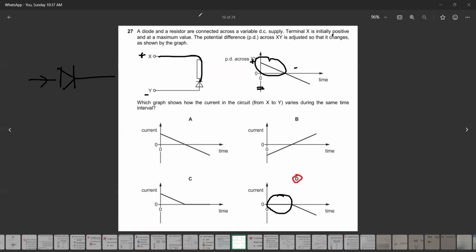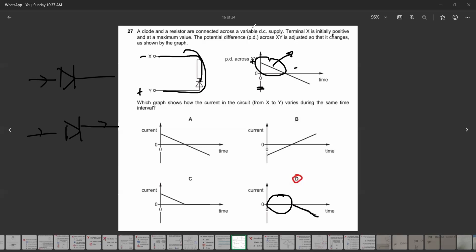And then when X is reversed, like now X is negative and Y is positive, the diode will conduct. So the diode starts to conduct and current starts to flow. So initially the diode won't conduct. That's why the current should be zero. So even from the first part, I can identify that there will be no current in the circuit. In the forward bias, the diode allows the charges to flow, and in the reverse bias, it blocks.